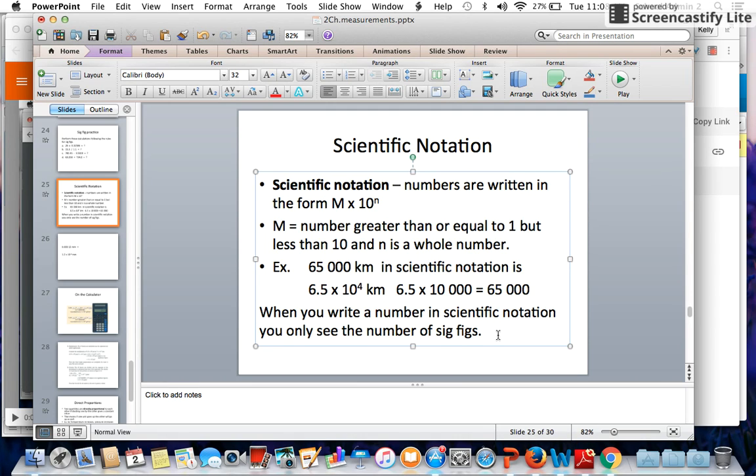When you write a number in scientific notation, you only show the number of sig figs. So you see this number right here. How many sig figs are there? There's 2. When you write it in scientific notation, we only are going to include 2 sig figs. We're not going to put 6.50. If we did do 6.50, then that means that there'd be 3 sig figs. So we only want 2. If you ever have to figure out the number of sig figs of a measurement that's in scientific notation, it's really easy because you just count how many numbers there are here, because you only write a measurement in scientific notation including the number of sig figs. So it's really simple there.